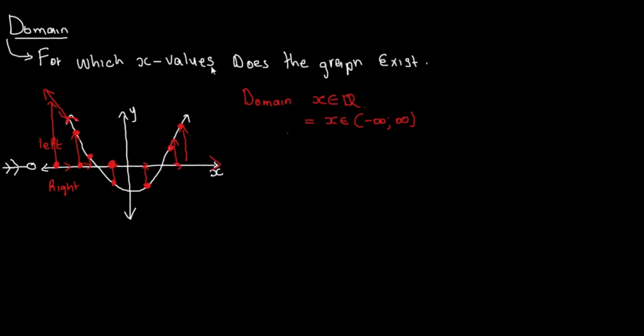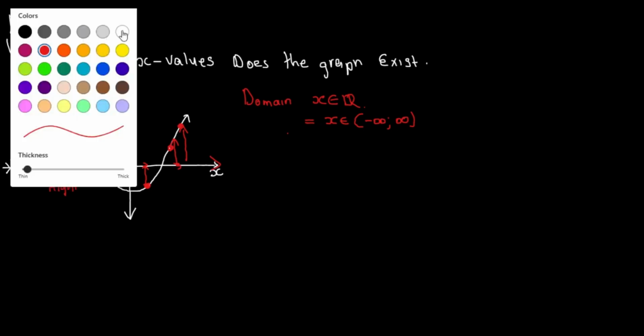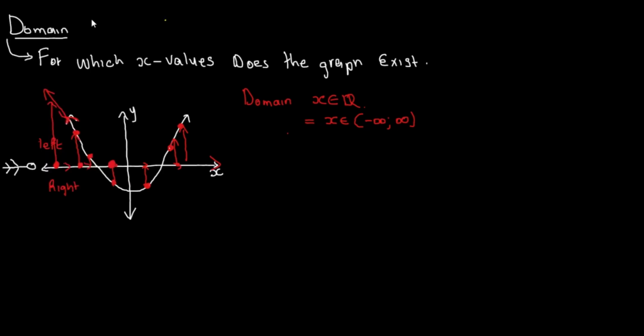This is the domain, and that's how you identify the domain. Okay, so let us work on something here now. I was trying to make you understand what the domain is. The domain: you fly on the x-axis and you check which x values you can see on the graph. What about the range?